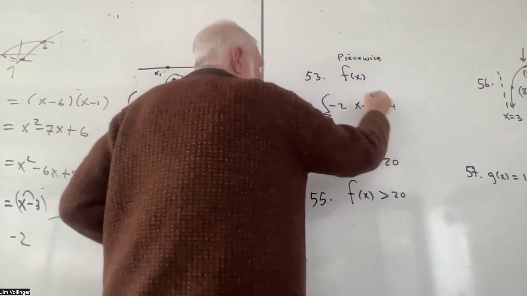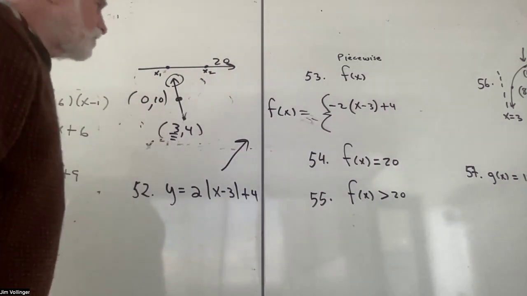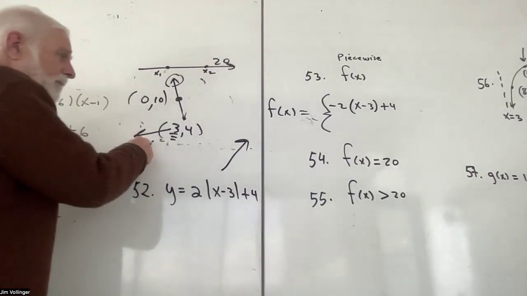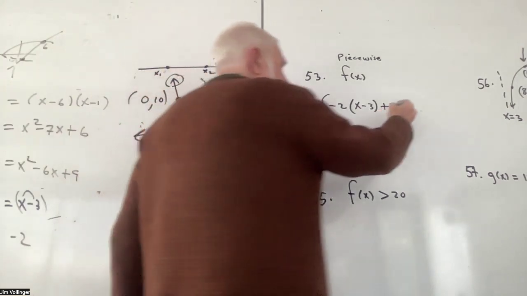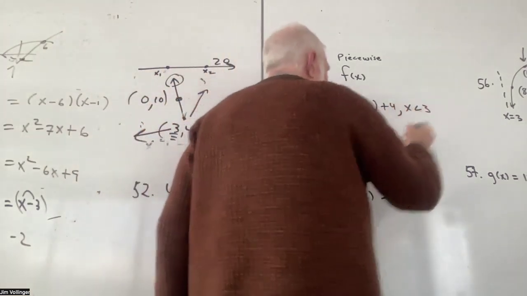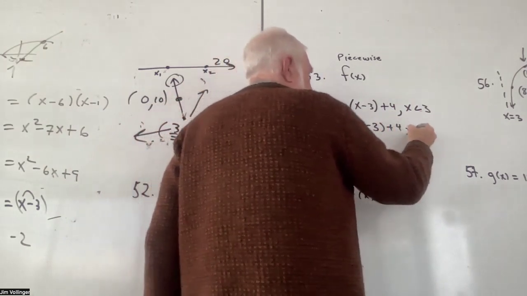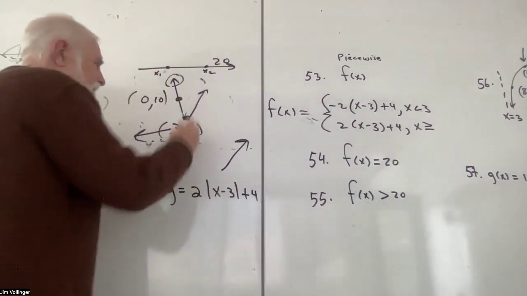In fact, why don't we call it a line? Because it's a line. But I can only use that line for x's on that side of 3, because once I get past 3, I'm going up. So on this side, x is less than 3, and on this side, x is greater than or equal to 3. I don't care which one you put the equal sign with, but it exists.